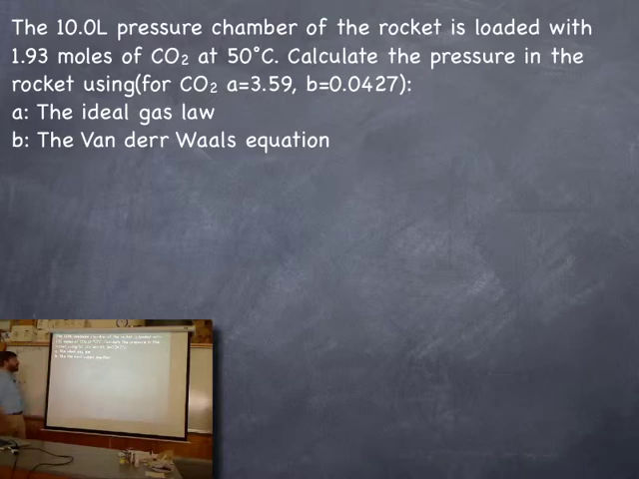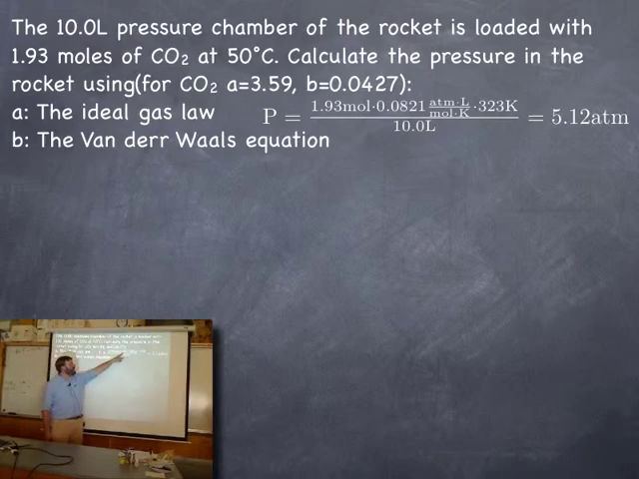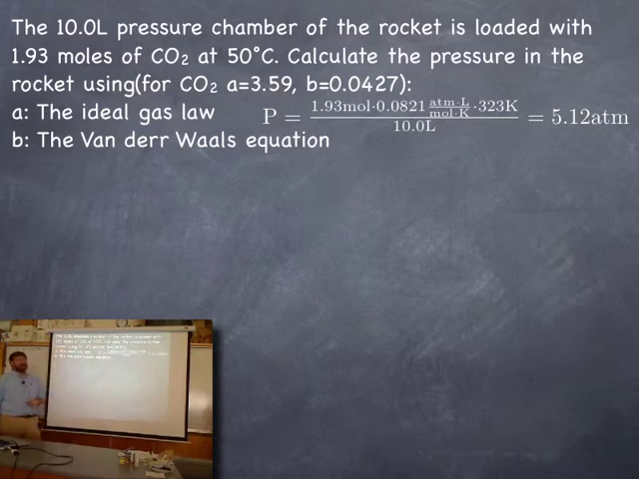All right, solve for it. Do the ideal gas law. PV equals nRT. I gave you three, solve for the fourth. All right, do we got this? So pressure is equal to moles times R times T divided by volume. 5.12 atmospheres. Okay, the ideal gas law says 5.12 atmospheres.